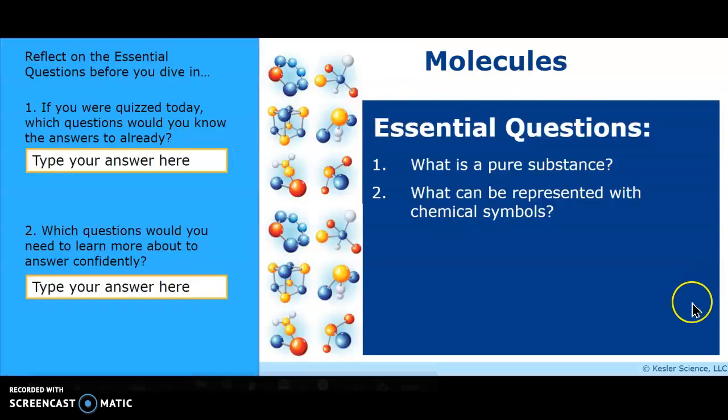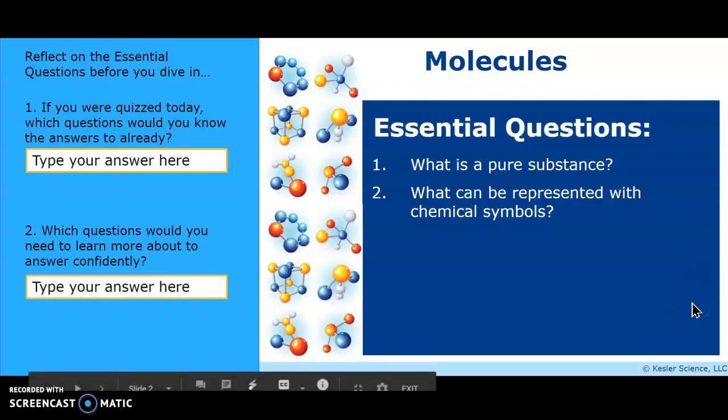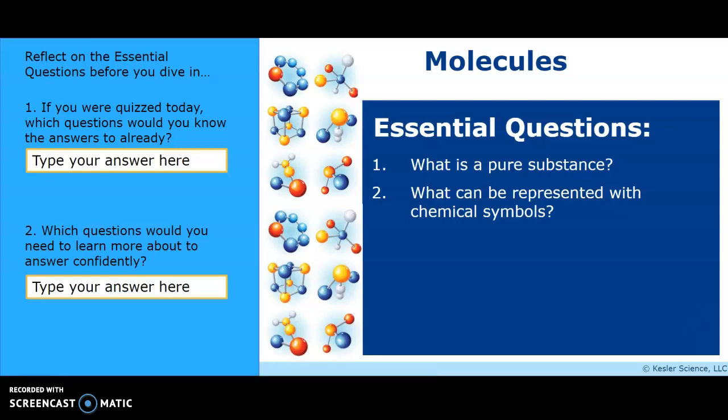So what we're talking about today is molecules, and our two essential questions are, what is a pure substance and what can be represented with chemical symbols? Answer the two questions on the left.